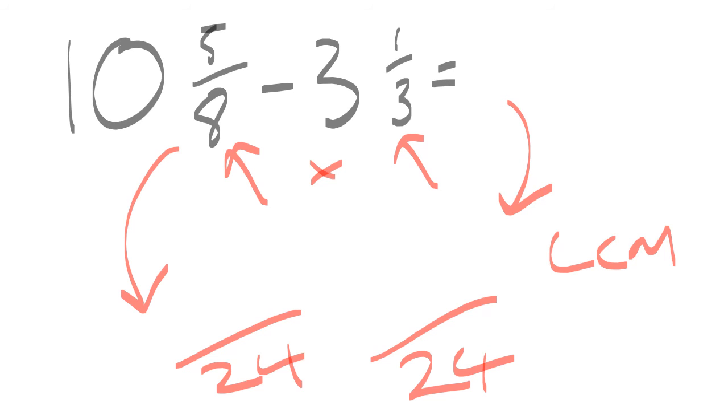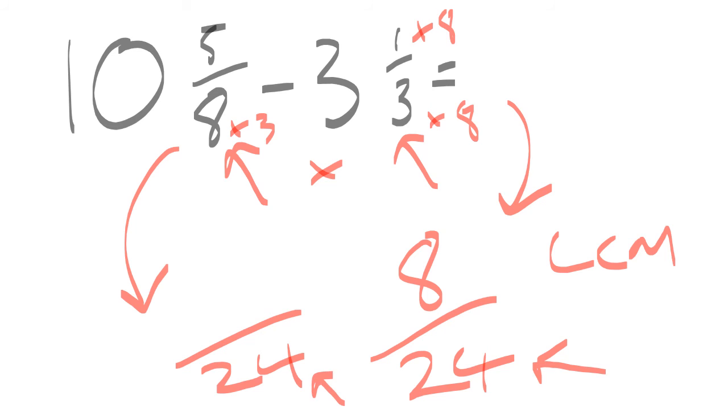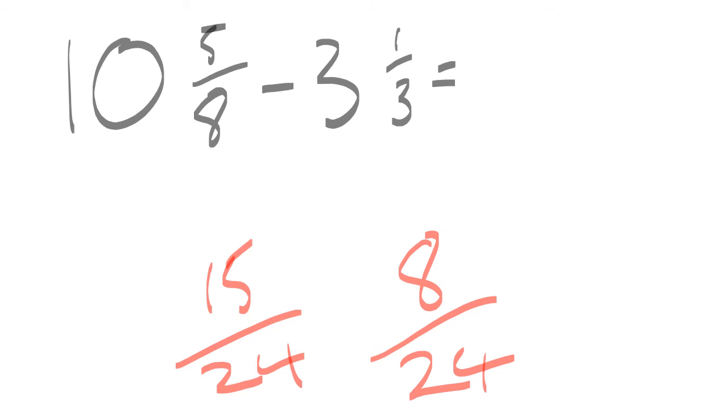Okay, I hope you paused me. I hope you went right. 3 times 8 equals 24, which is why we've got 24 there. Whatever you do to the bottom, you've got to do to the top. 1 times 8 equals 8. Over here, 8 times 3 equals 24. Whatever you do to the bottom, you've got to do to the top. 5 times 3 equals 15. So 1/3 equals 8/24, and 5/8 equals 15 over 24. It's the same value.